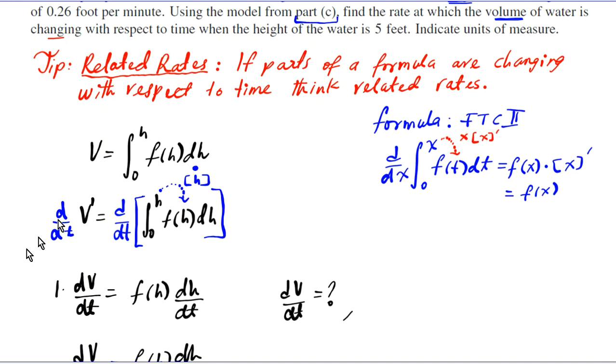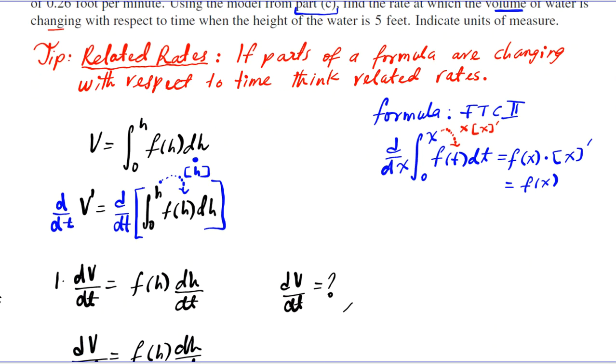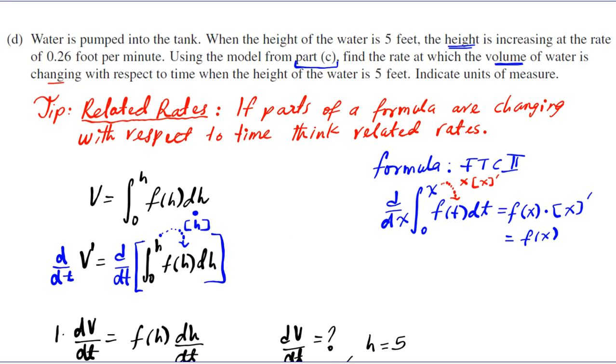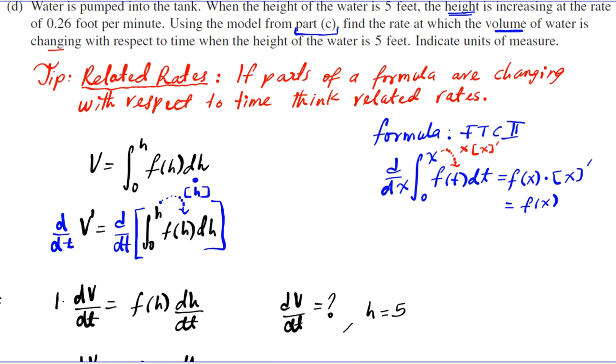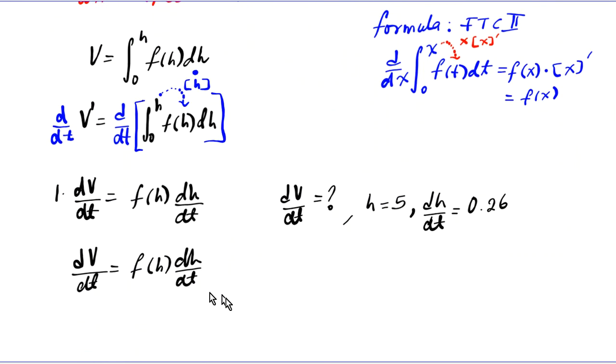Okay, what else are we told? The height is increasing. It says when the height is 5 feet. Oh, there goes another piece of information. H is 5. At the instant that the height is 5 feet, the height is increasing at the rate of 0.26 foot per minute. So height changing, dh dt, that's what it means. The instantaneous rate of change of the height is 0.26. Okay? All right. So we are good to go.